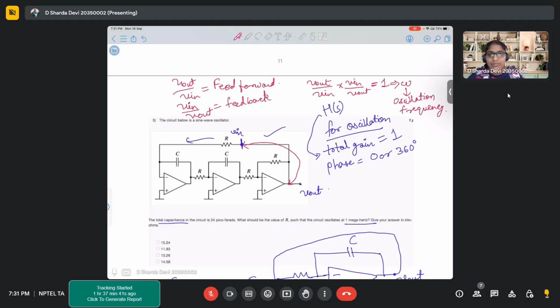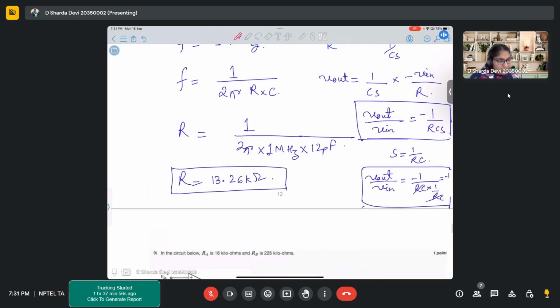How to say a phase shift exactly? Phase shift, how to, sorry, I didn't get your point. See, how to get the phase shift in a circuit? You have to solve the phase shift for a circuit.